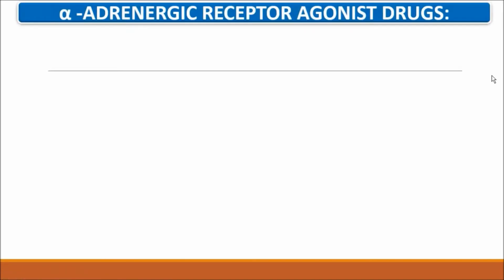Okay friends, the next topic is alpha adrenergic receptor agonist drugs. So what is the meaning of agonist? Here agonist means the drug has affinity towards the receptor and shows some biological activity. When we use an agonist drug, when neurotransmitters are not released in sufficient amount, then we have to give the drugs from outside. So now what about adrenergic receptor agonist drugs?